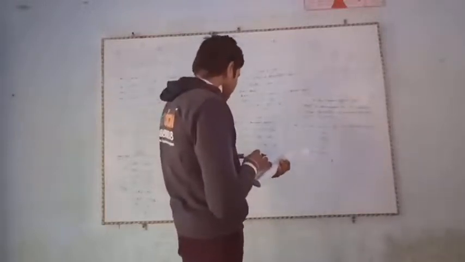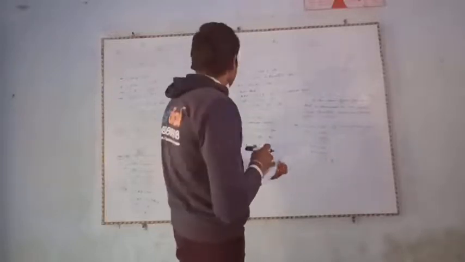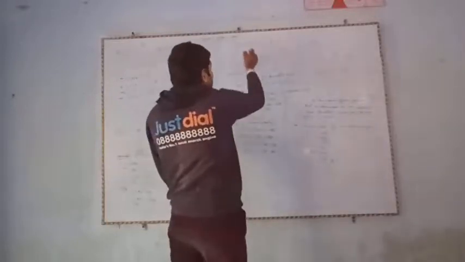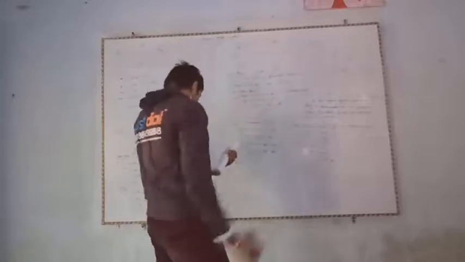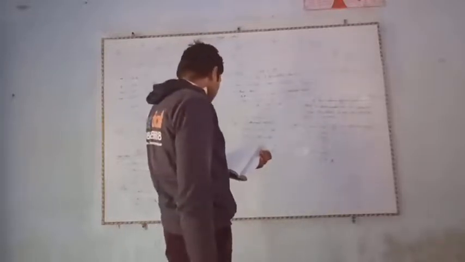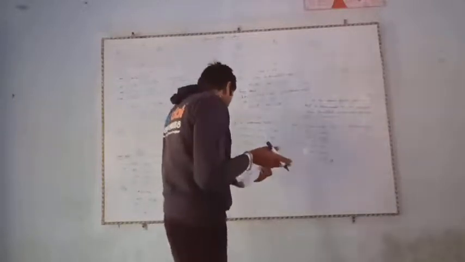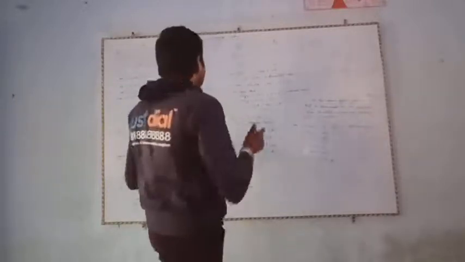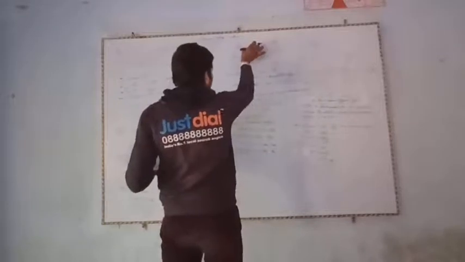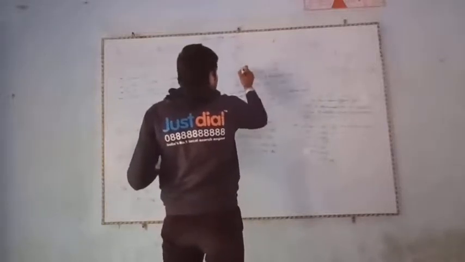Find the value of angle AOC in this adjoining figure. You have been given that AB is parallel to CD, as you see on the board.